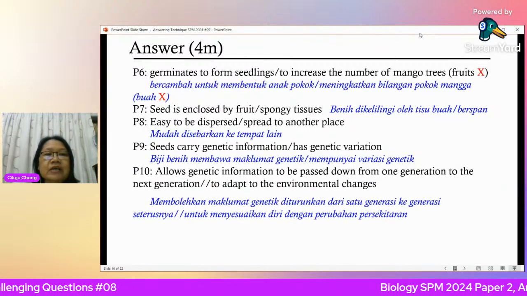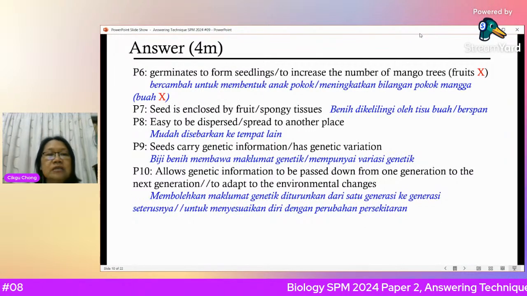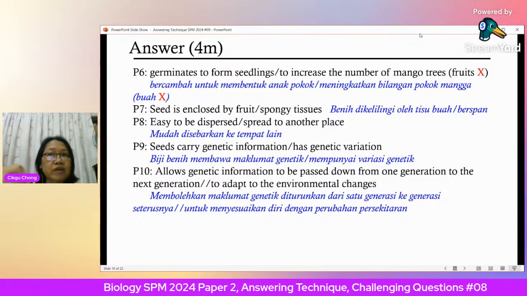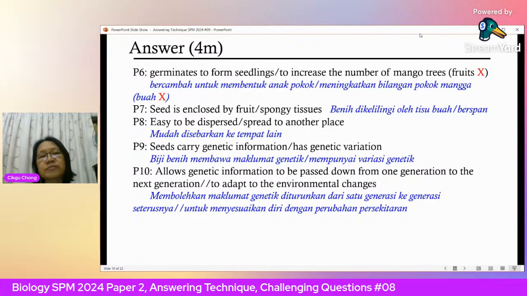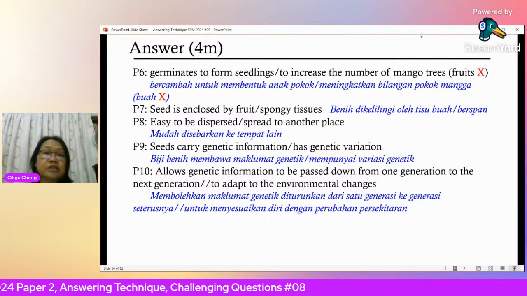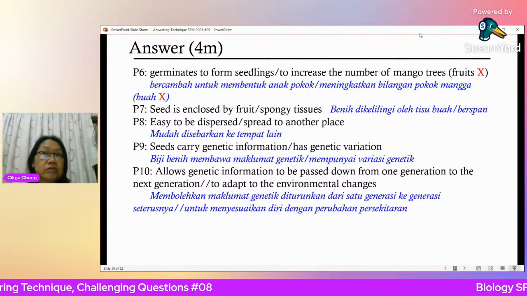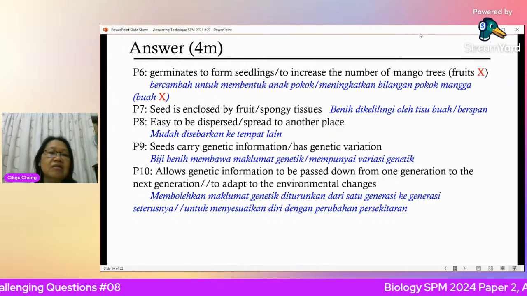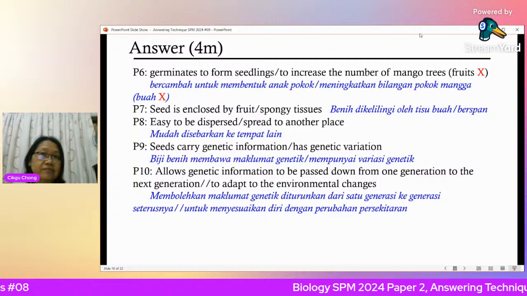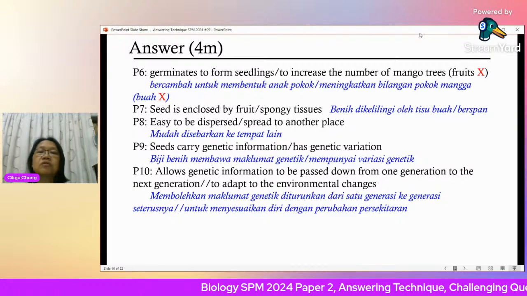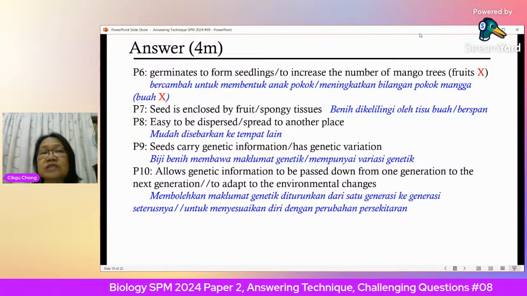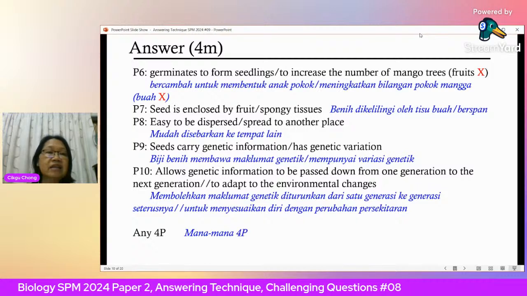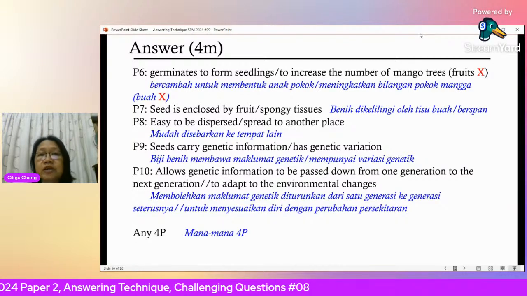All right, so P10, next point. This allows genetic information, when you have the seed, to be passed down from one generation to the next generation, so the species will not be extinct. Or to adapt to the environmental changes, so the species will still continue to grow and survive. All right, so any 4 points, you can see there are so many points you can write.